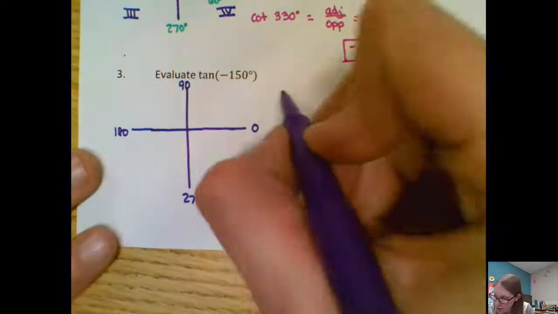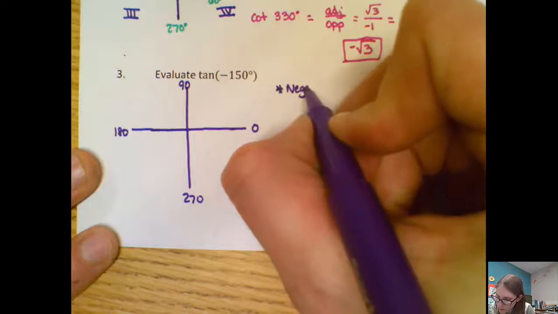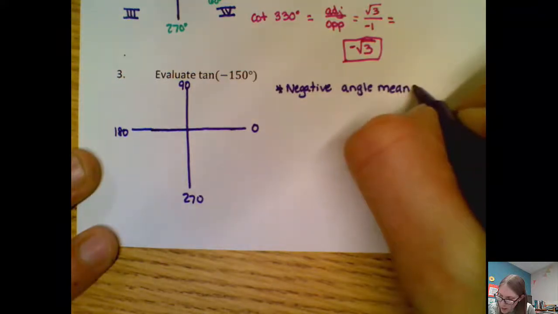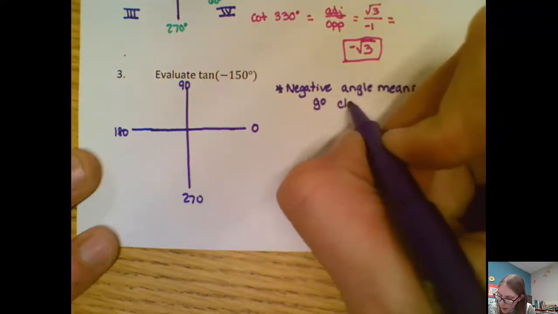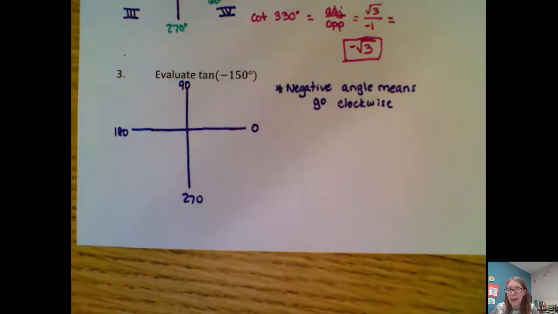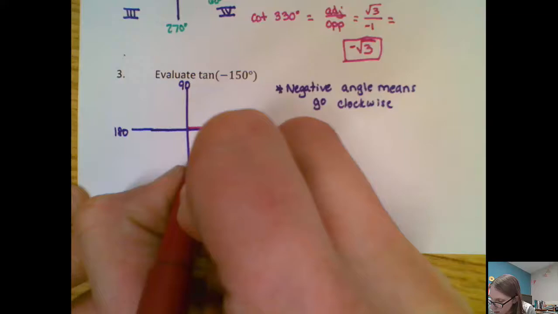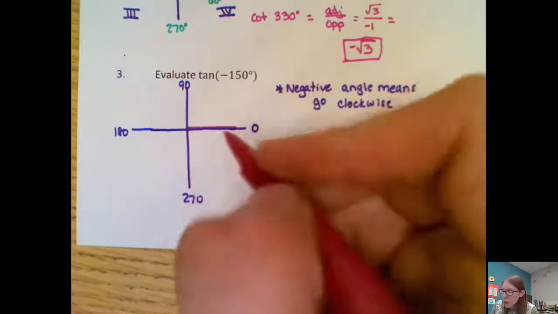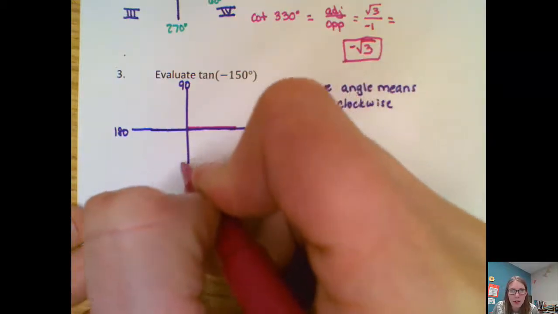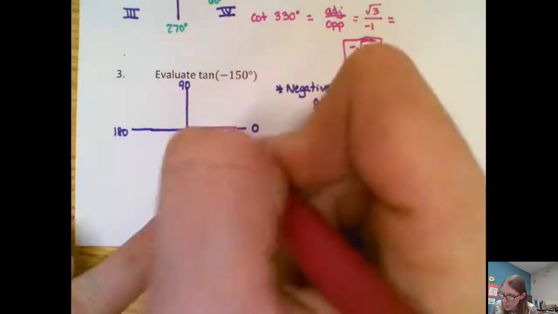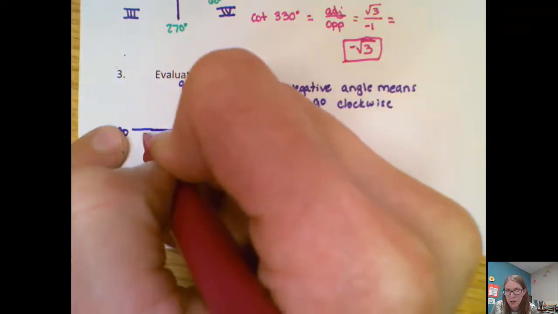A negative angle means that we want to go clockwise around our circle instead of counterclockwise. So if I am at negative 150 degrees, we still start off with our positive x-axis. Instead of going 150 degrees counterclockwise like normal, we go 150 degrees clockwise. Okay, so if I go 90 degrees, I'm here. If I go 180 degrees, I'm all the way over here.